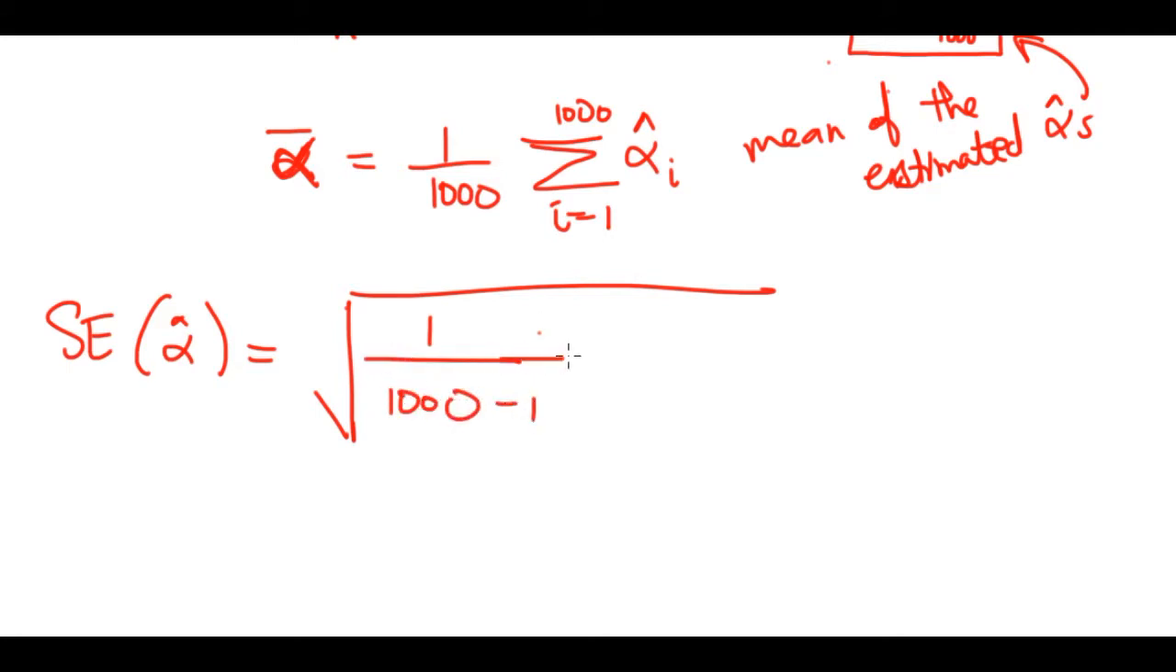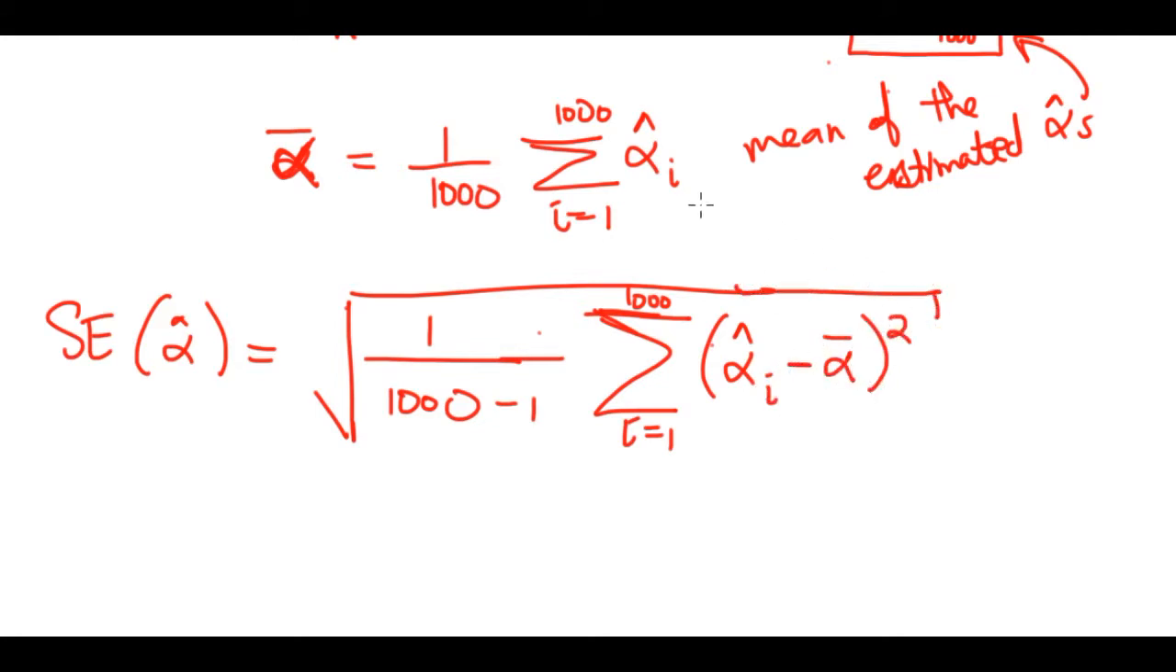minus 1, multiplied by the summation of i equal to 1 to 1000 of alpha i minus, squared. So the alpha that we have, the ultimate estimator, is going to come there, or the mean of the estimated alphas. So here it's going to be our estimated alpha minus the mean of the estimated alphas. This is going to be our standard error of our alpha. That's how we estimate our standard error.